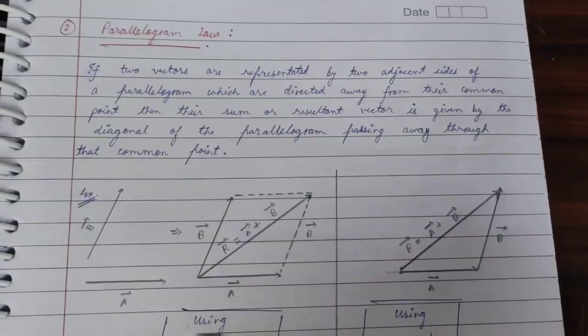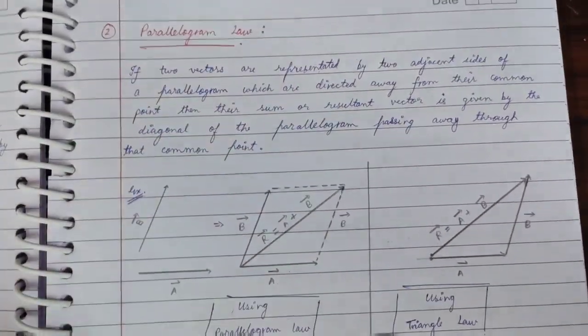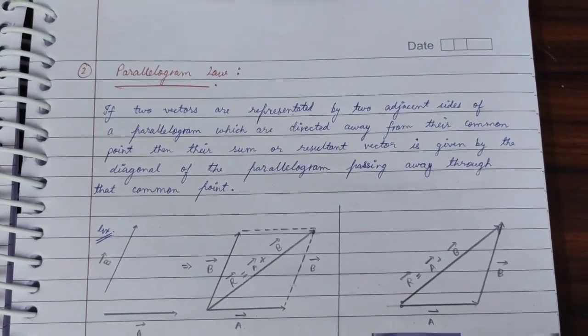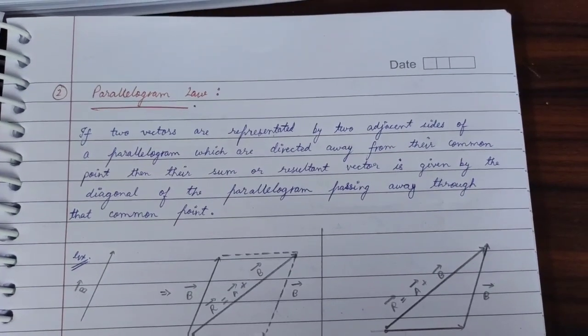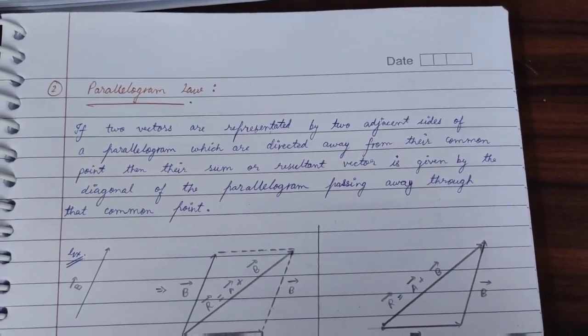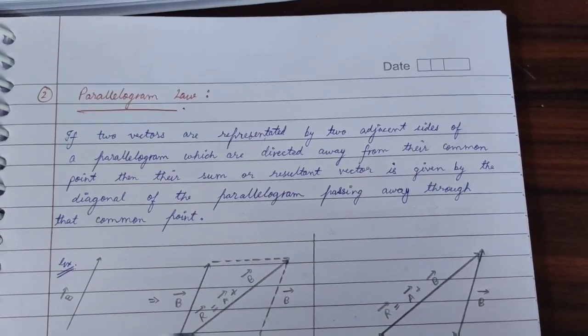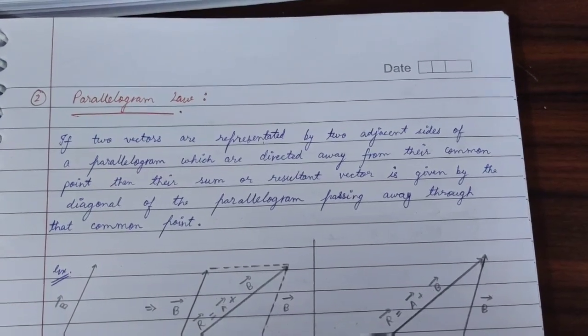Now let us see the parallelogram law. First let us read the statement. If two vectors are represented by two adjacent sides of a parallelogram which are directed away from their common point, then their sum or resultant vector is given by the diagonal of the parallelogram passing through that common point.